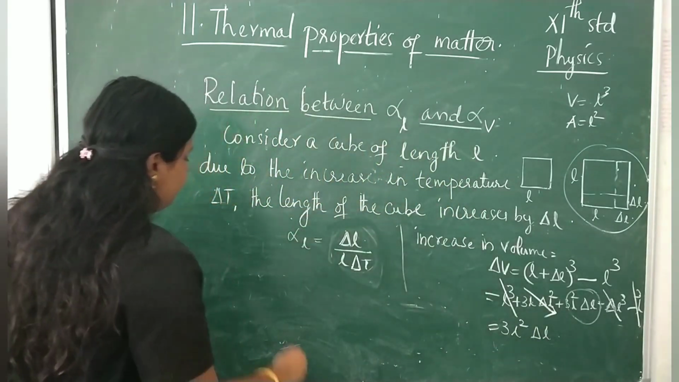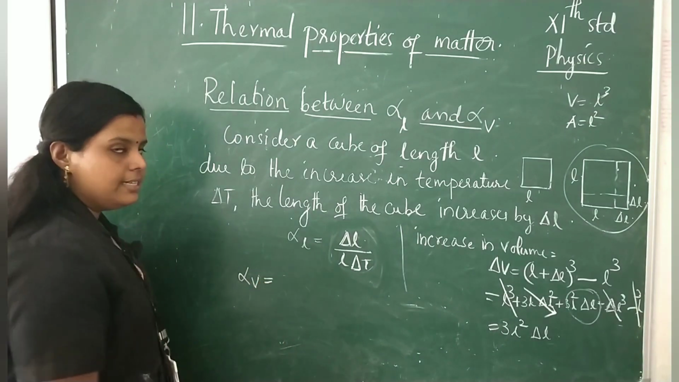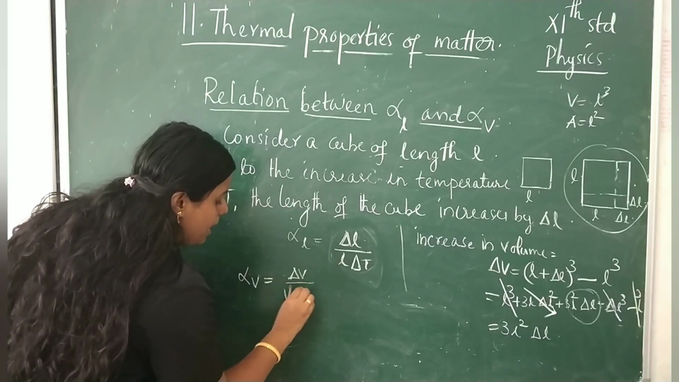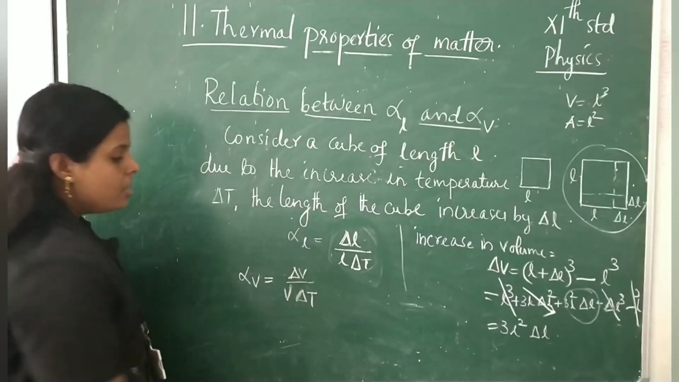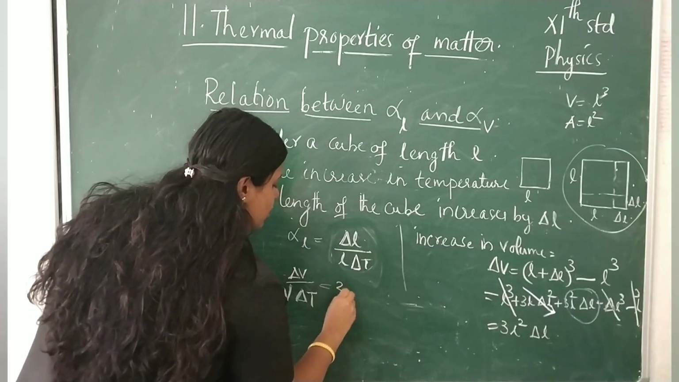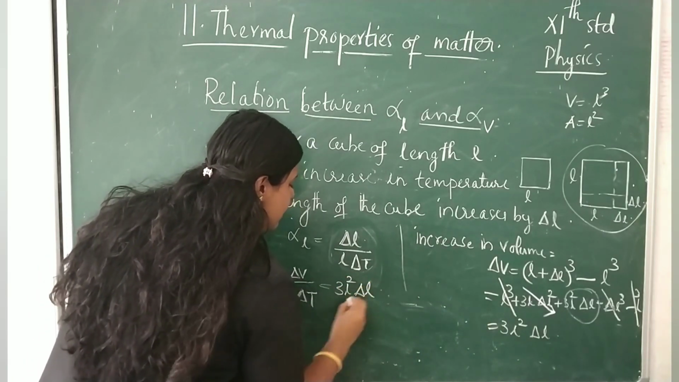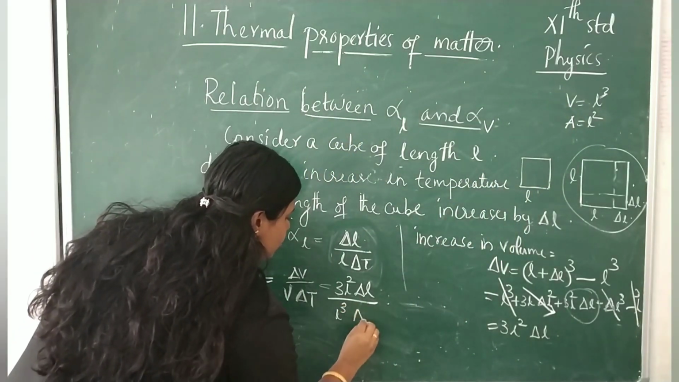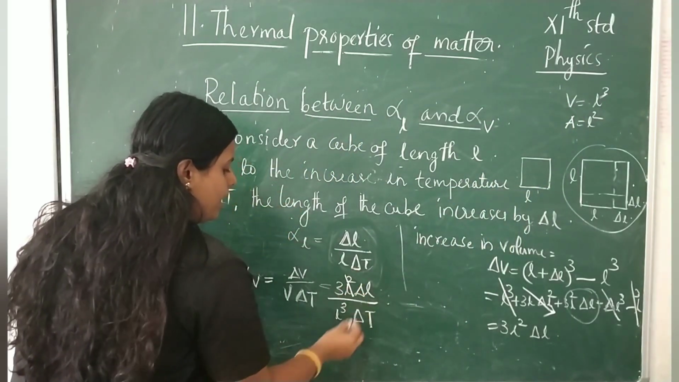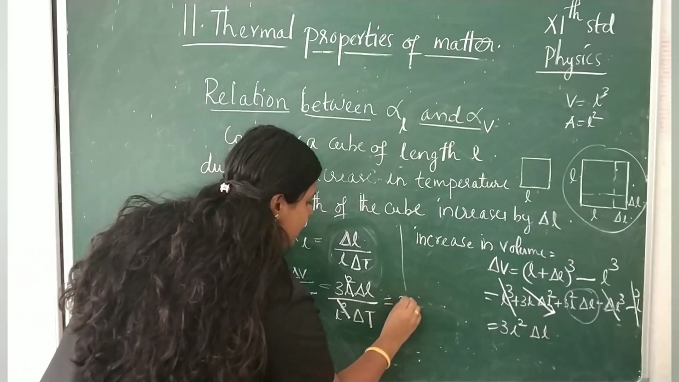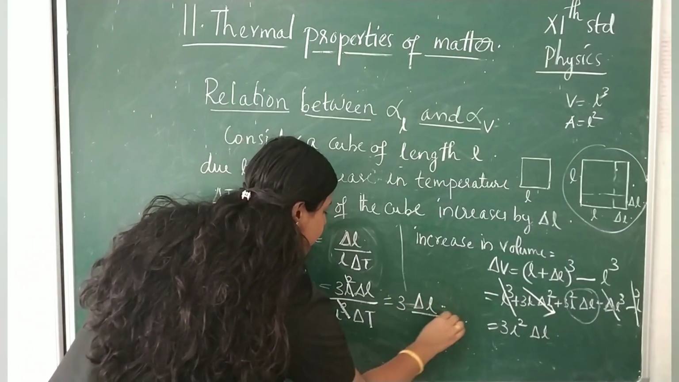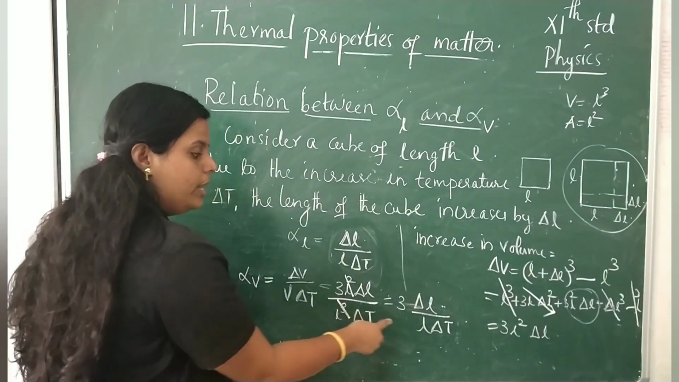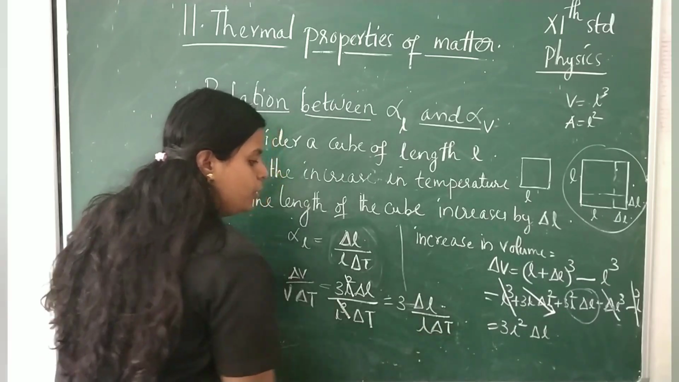Clear? Now we have the expression for alpha V, that is the coefficient of volume expansion, which is equal to delta V by V into delta T. Now what is delta V? That is equal to 3L square into delta L divided by V. What is V? L cube. L cube into delta T. So L square gets cancelled. So this will become 3 into delta L divided by L into delta T. Here if L square is cancelled, one L is still left. So 3 into delta L by L into delta T.